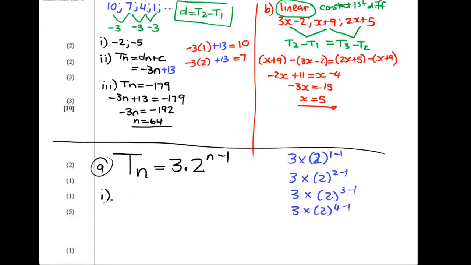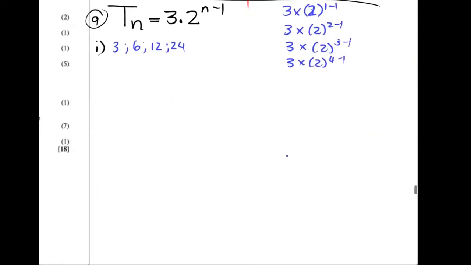And as we work it out, we say, okay, the first term is 3. The second term is 6. The third term is 12. The fourth term is 24. So I have now calculated my first 4 terms of my pattern.